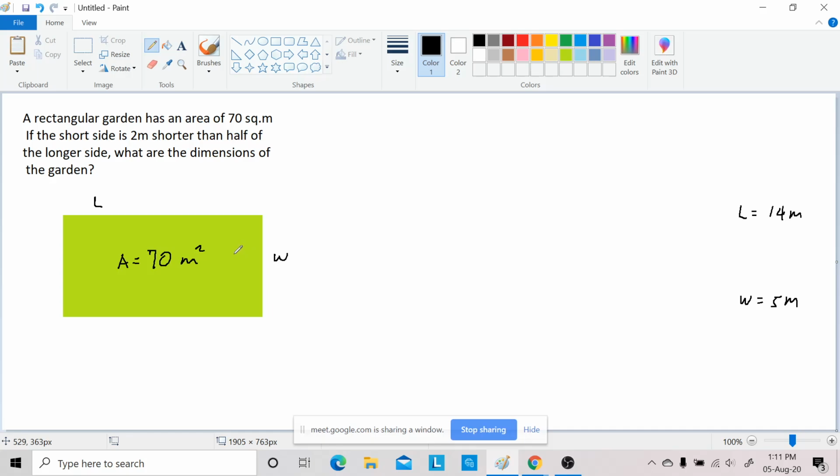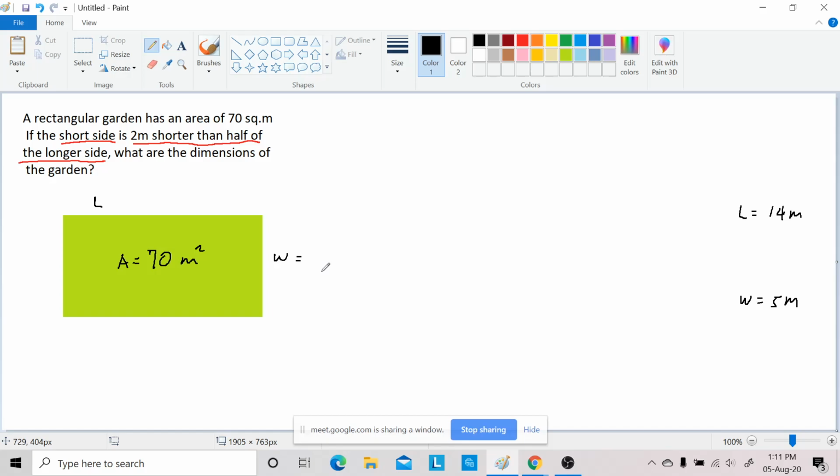Okay, so what do we know about the width? Width is the short side. According to this, it's the short side, so that is now the width. Short side is 2 meters shorter than half of the longer side. So how do we transform that into an expression? 0.5 L minus 2.